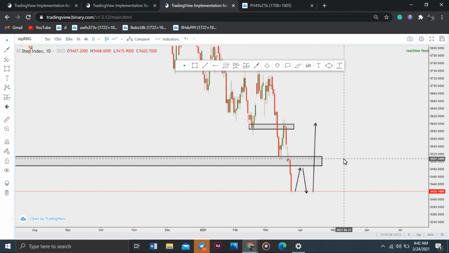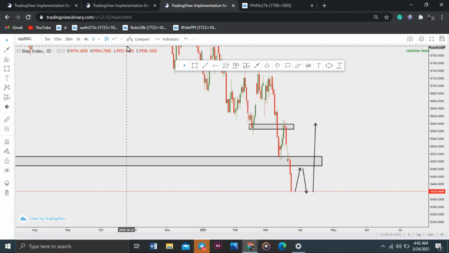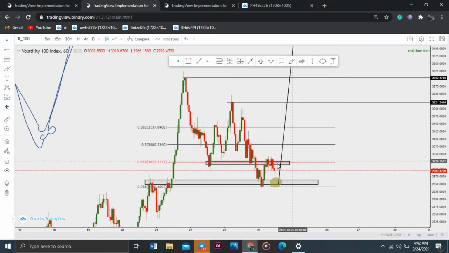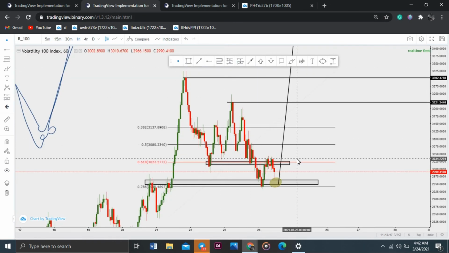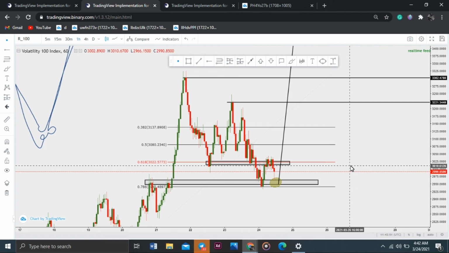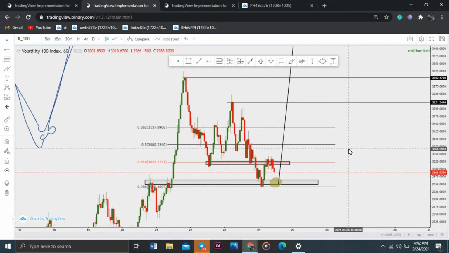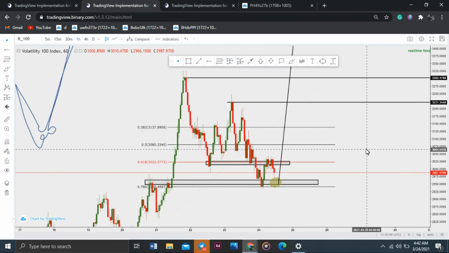And like I said earlier on, if you're interested in knowing how I made an entry on VIX 100 and VIX 75, just let me know in the comment section, and I'll make another video giving you an update on this pair, on how I made an entry on VIX 75 and VIX 100. That is, if the opportunity presented itself.